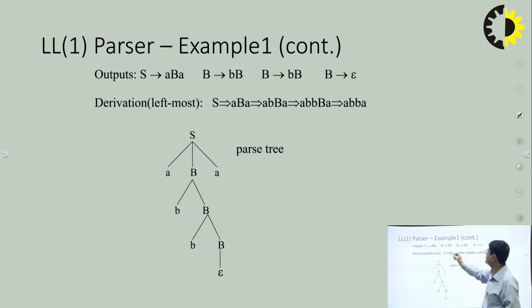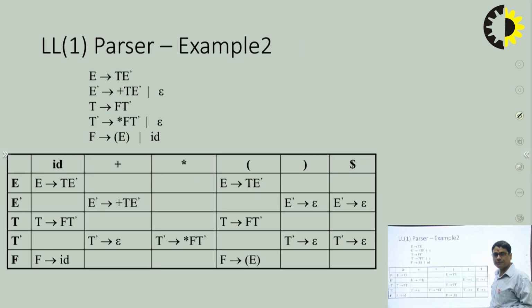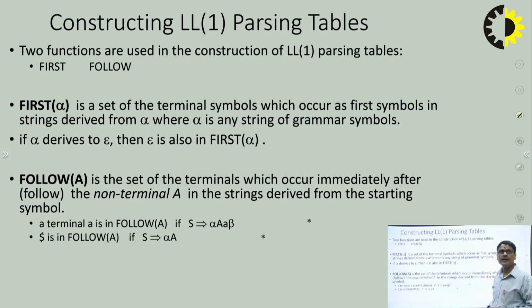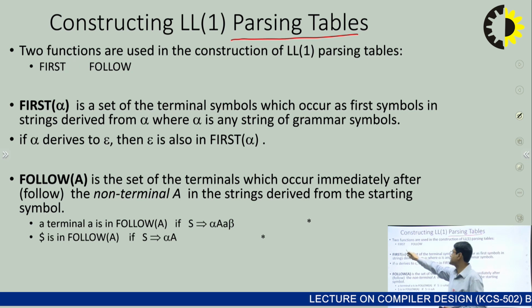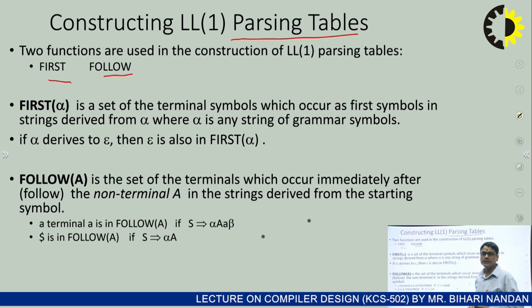I have already shown you that leftmost derivation is used. This is the second example and this is given. Now how we can construct this LL1 parsing table? When we are going to construct the LL1 parsing table, we are using two algorithms, first and follow. After that, there is an algorithm for constructing the LL1 parsing table. So firstly, we have to derive first, then derive follow, and then we are using this first and follow to derive this parsing table.